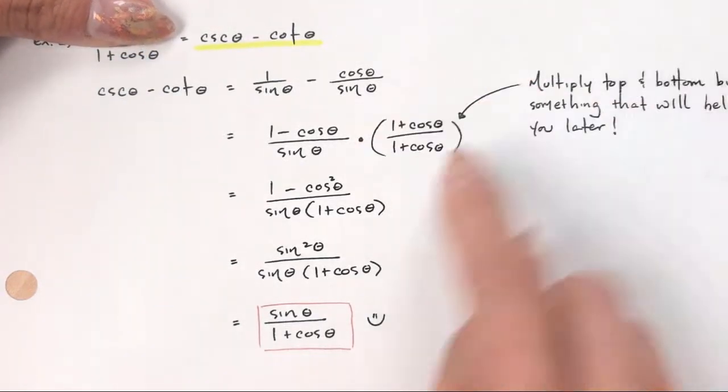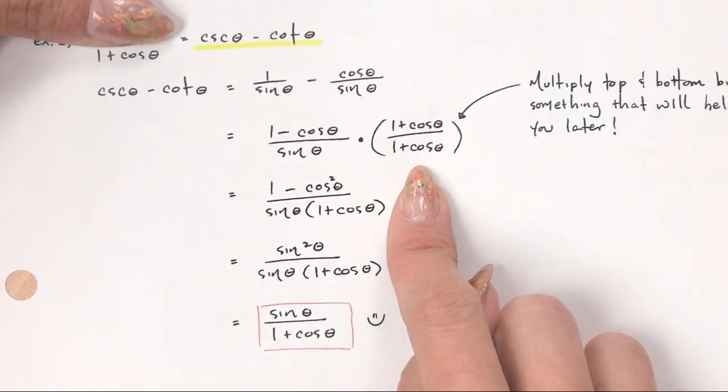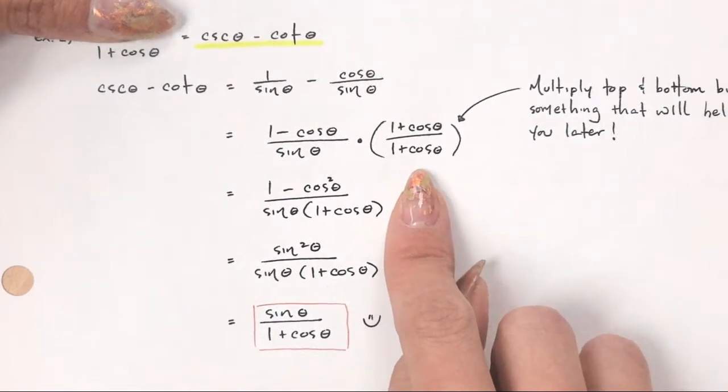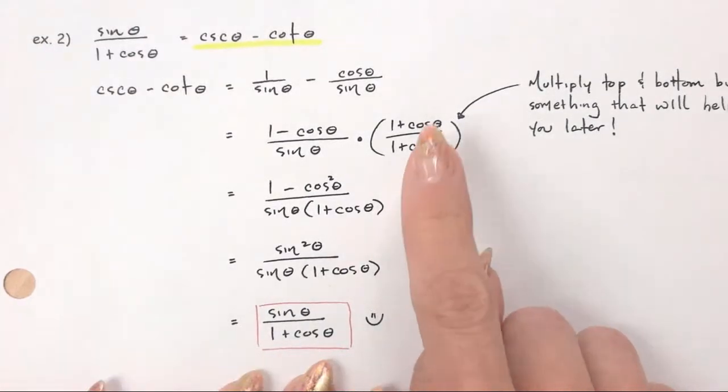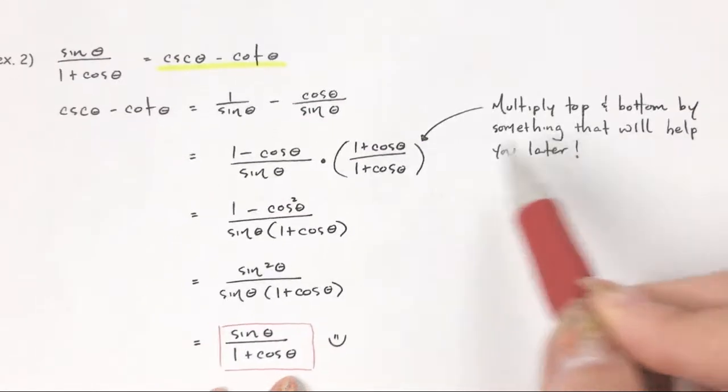So if I multiply by 1, nothing changes. And then I hope that good things happen. So that's what I'm going to do. I'm going to hope. So I multiply by 1. I'm multiplying top and bottom by something that hopefully will help me later.